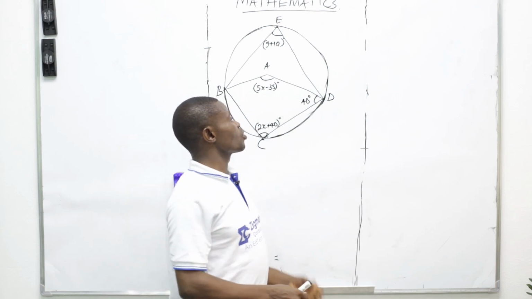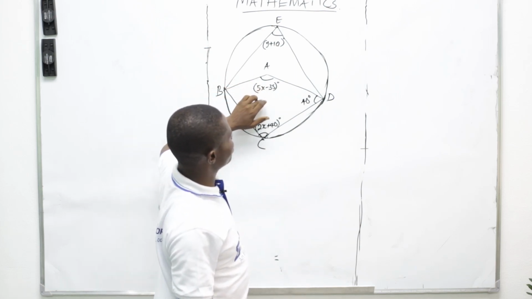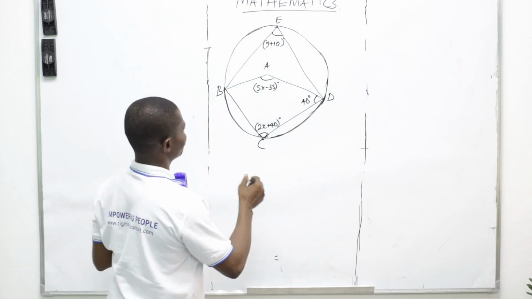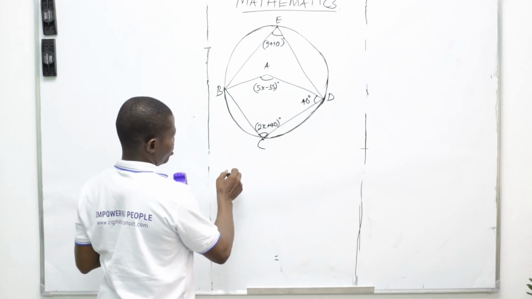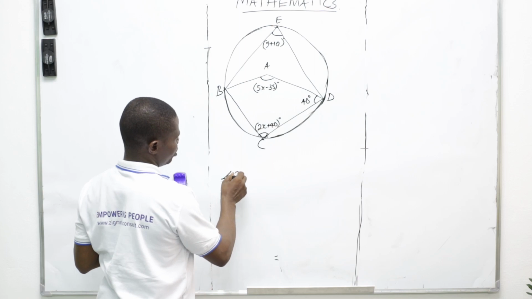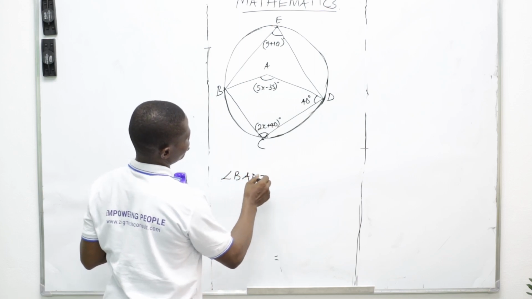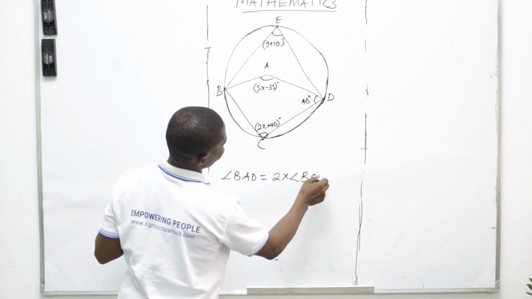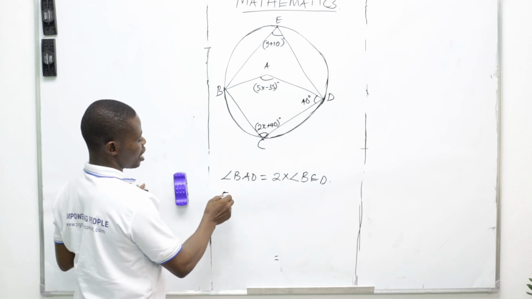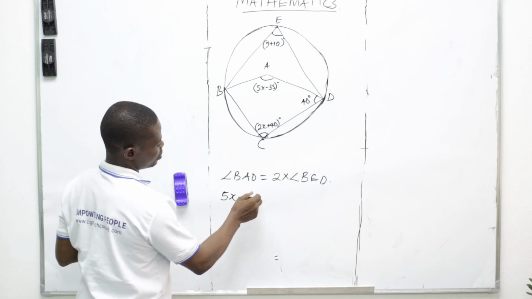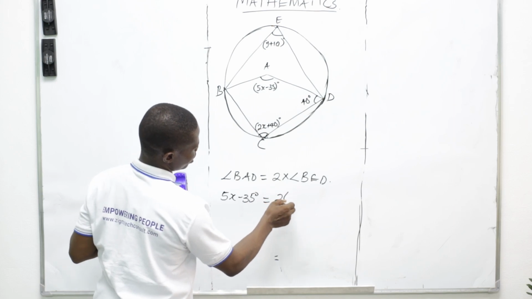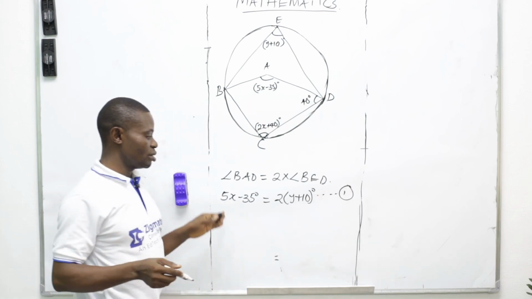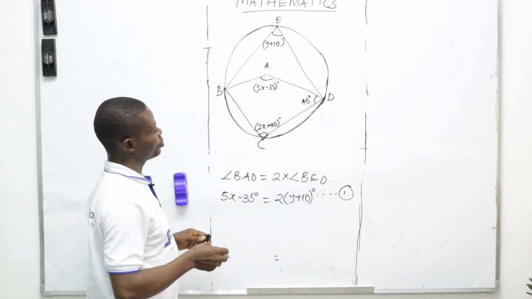Good. Recall that angle at center is twice angle at circumference. That is, angle BAD equals 2 times angle BED. That is 5x minus 35 degree equals 2 bracket 2y plus 10 degree. Equation 1. You now call it equation 1.